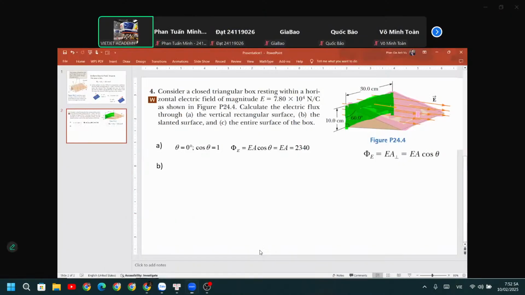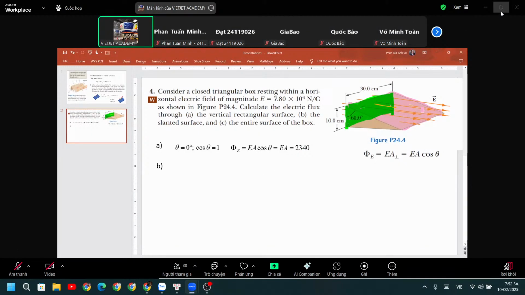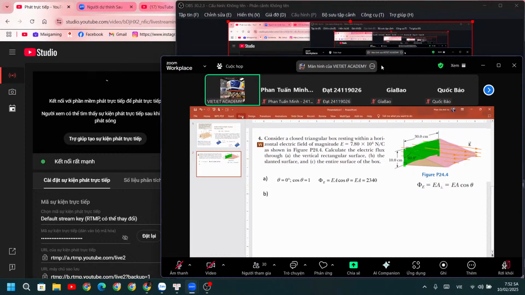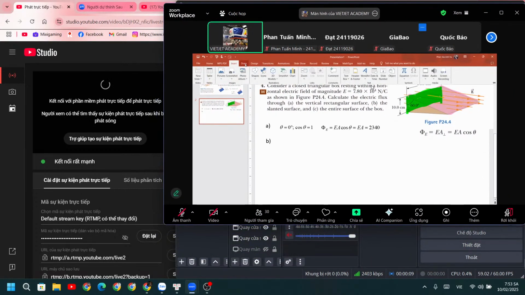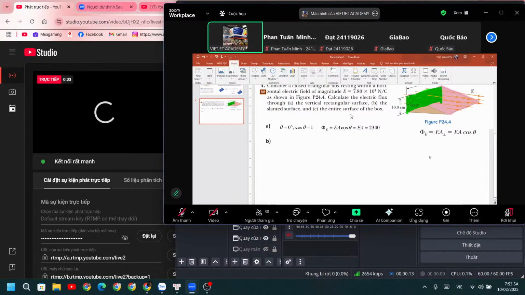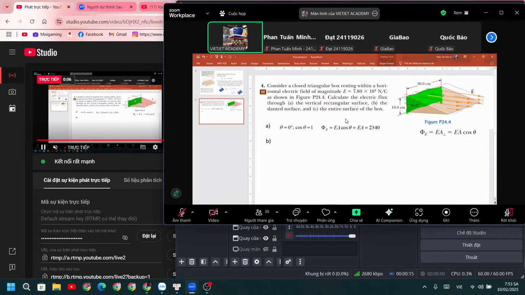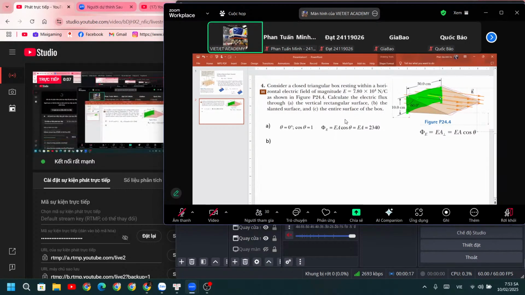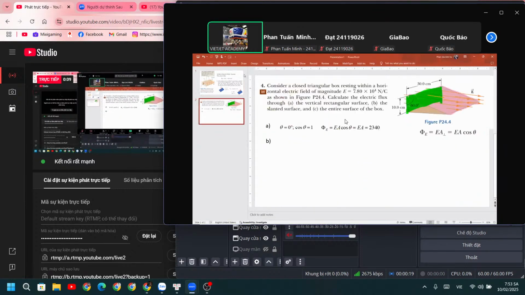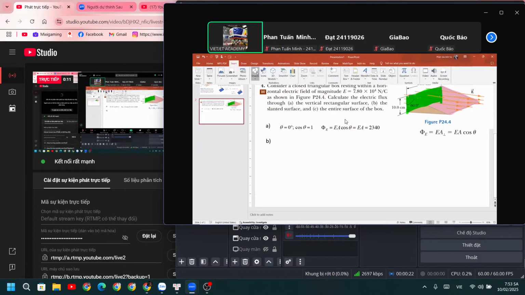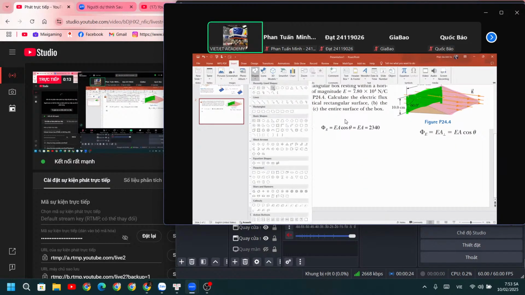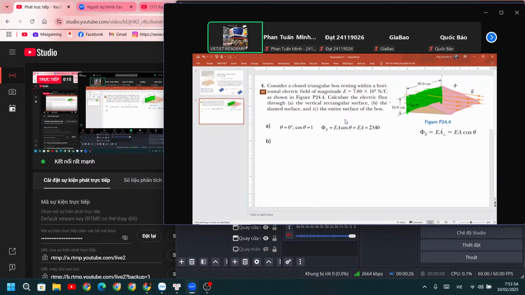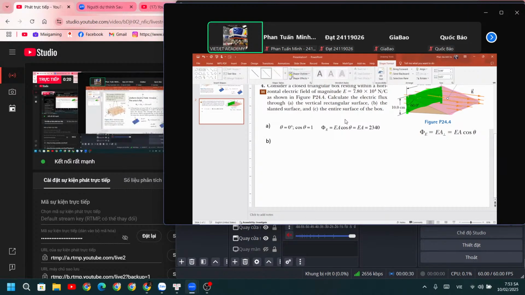Okay. So where is the normal vector? The normal vector will be this one. You draw the vector that's perpendicular to the surface.